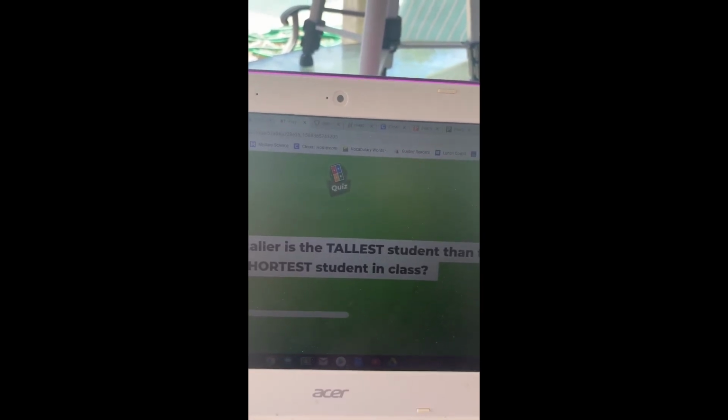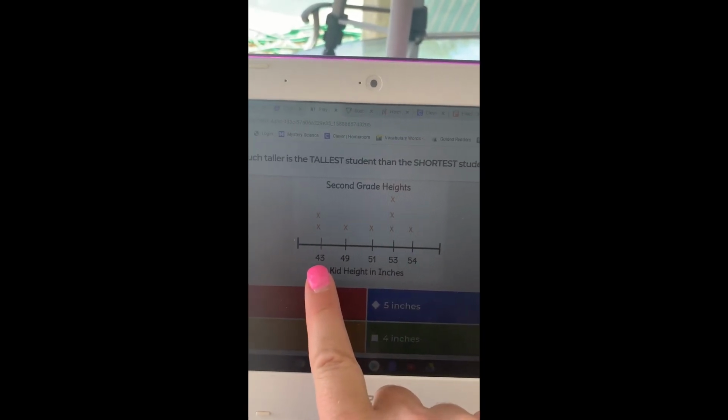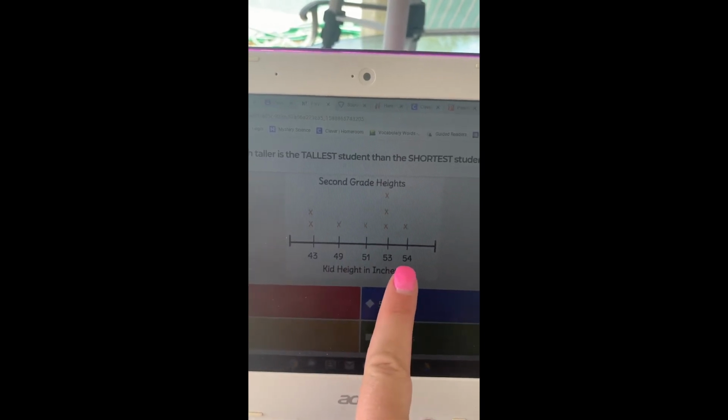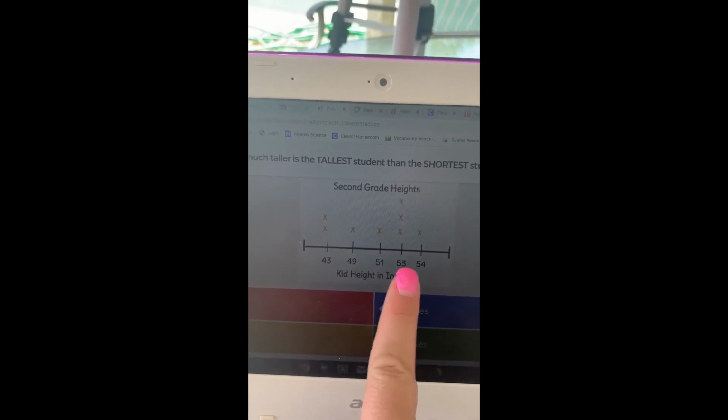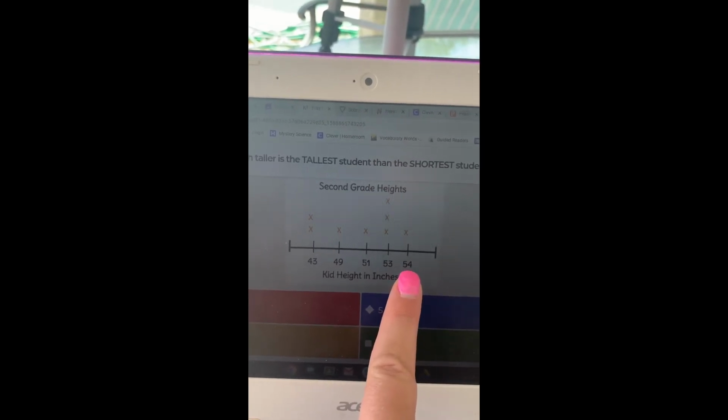How much taller is the tallest student than the shortest student? So we're gonna look at the first one. We're not looking at X's, we're looking at the height. How much taller? So the shortest kid is 43 inches, the tallest is 54. So we're gonna subtract 43 from 54, and we're going to get 11 inches.